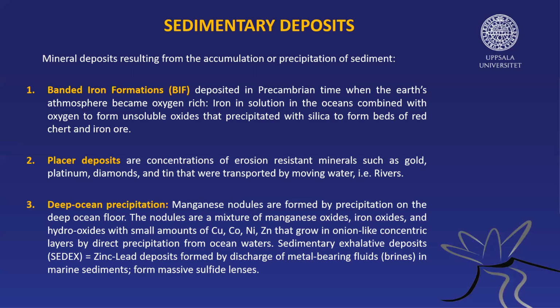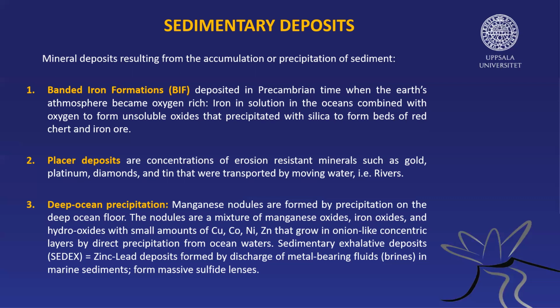We have also placer deposits. They are concentrations of erosion-resistant minerals or metals like gold, platinum, and diamonds. And there's native metals and minerals that are transported by streams, groundwater, and they accumulate locally when the water does not have the energy to transport them anymore. We will look at that in a minute.